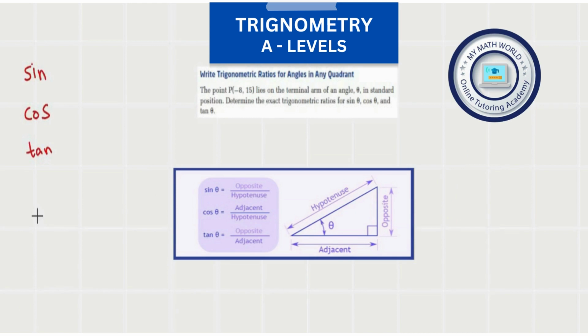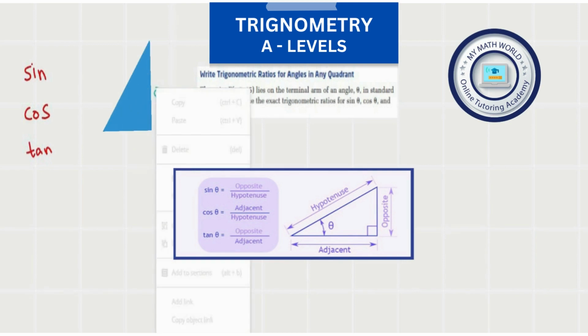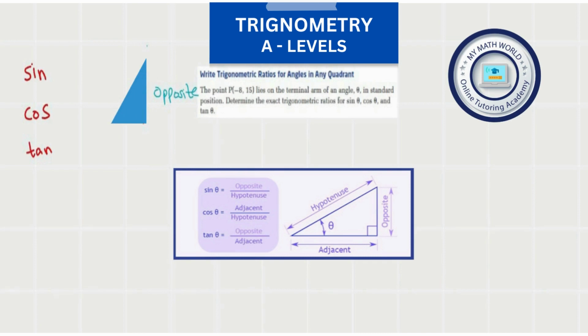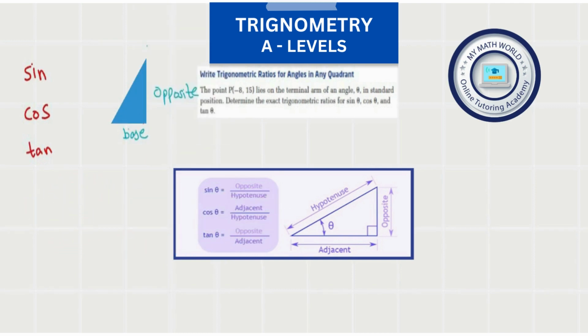Okay, so let's also draw a triangle and try to understand this concept. For example, this is a right angled triangle, and we can take this right angle exactly where the lines are perpendicular to each other. Now let's take the angle theta on this side. This side is going to be the opposite side and the other one is the base, and the remaining side is going to be the hypotenuse.